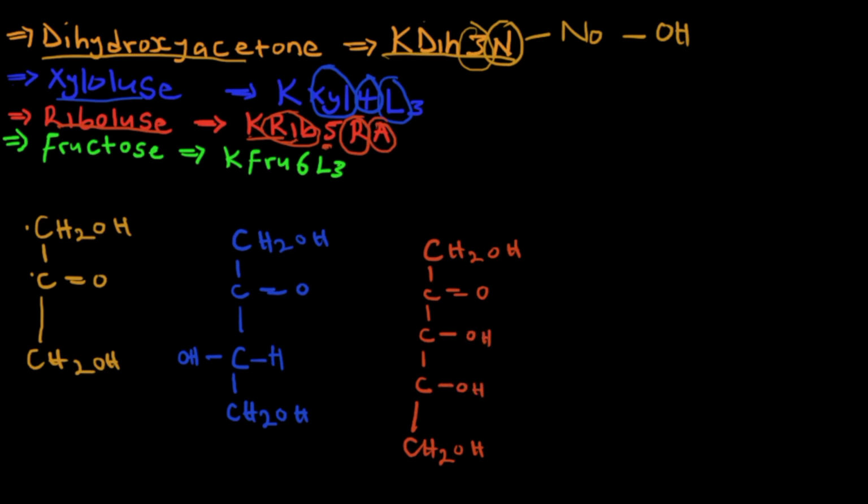And when I have those OH groups attached there, then automatically I know the opposite side is my hydrogen. And this is ribulose. The next one is fructose. So how can we write for fructose?